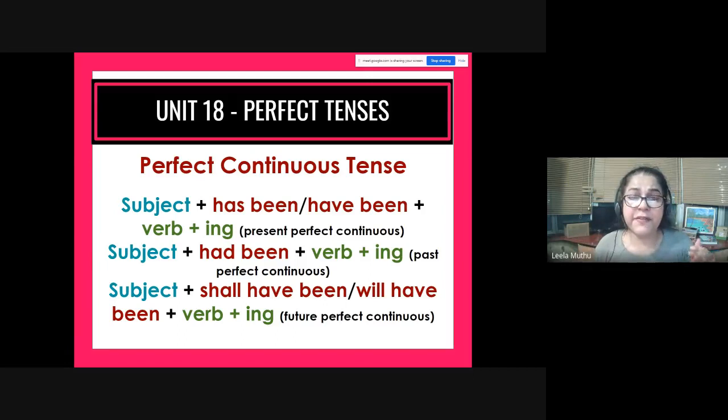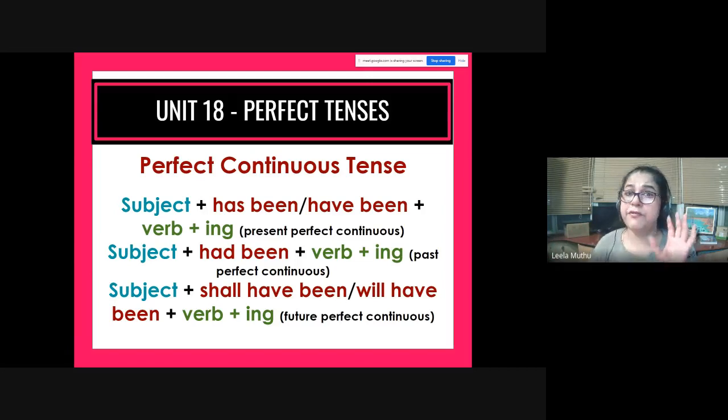Understood? Then you have the past perfect continuous. You know already, had been plus the verb plus ing. I had been running. You had been running. Then he, she, or it had been running. We had been running. You all had been running. And they had been running. So that is the past perfect continuous.